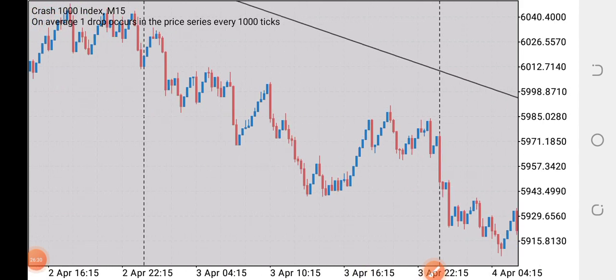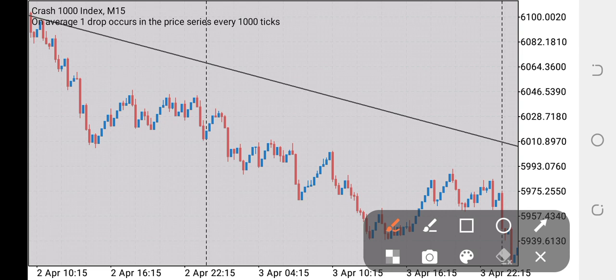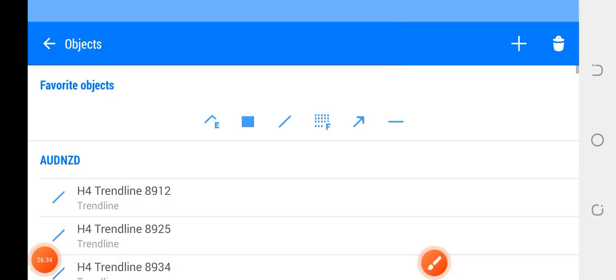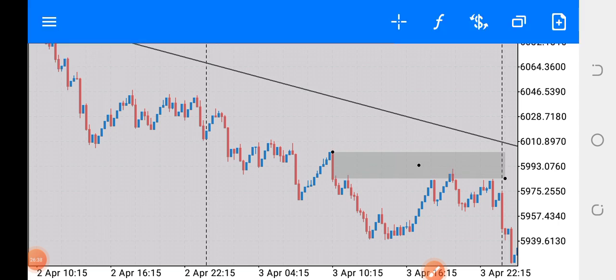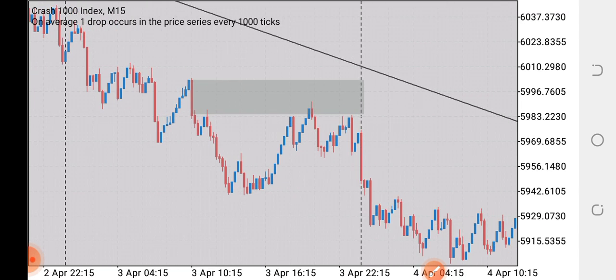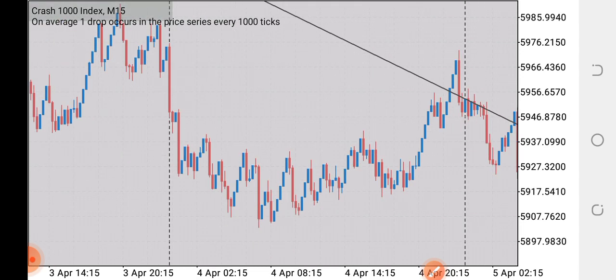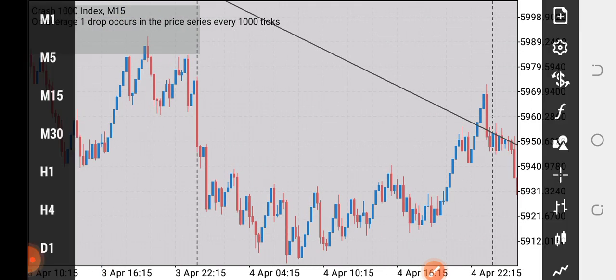So you see, mapping out entries, very very easy, very very sweet. Just here I have this level, and I mark it out as resistance. See, guys, very very sweet.